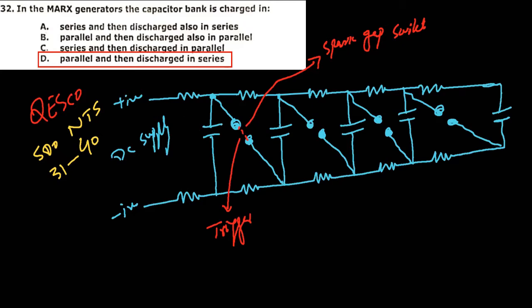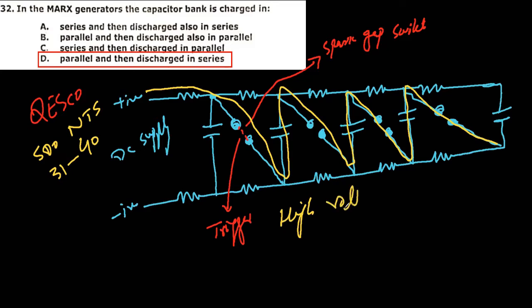So during charging, the capacitors are charged in parallel, but discharge in series. The current will flow like this. So the capacitors discharge in series or charge in parallel. And we use this Marx generator for the generation of high DC voltage from the low DC voltage. And it is mostly used in physics labs for high energy experiments.